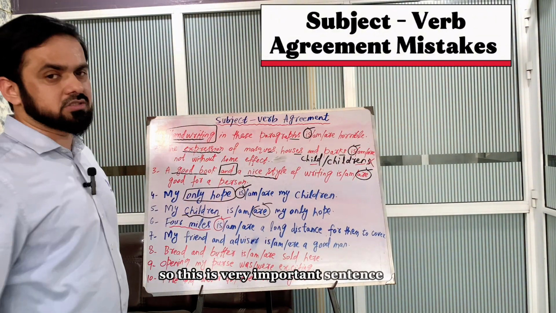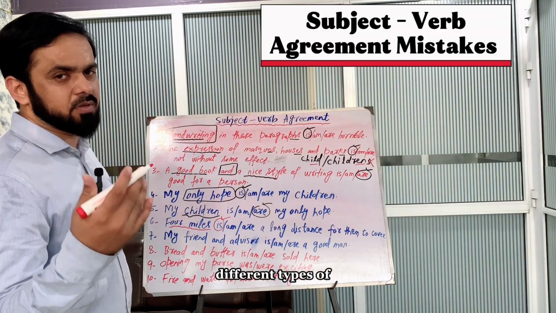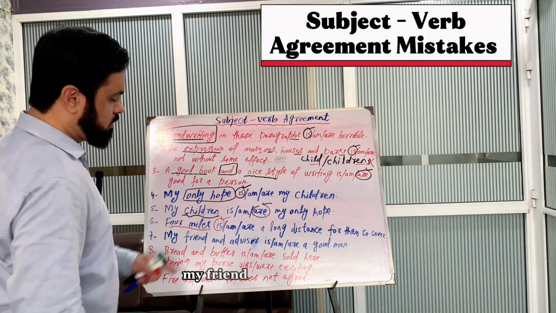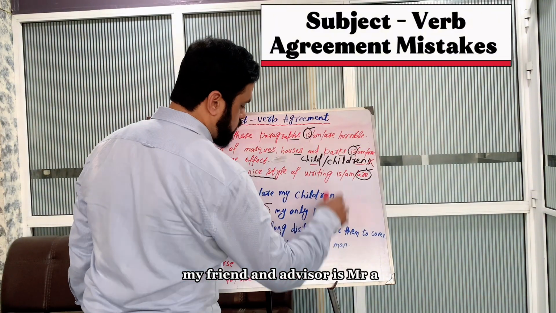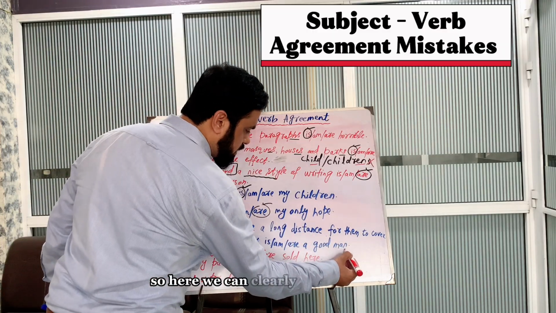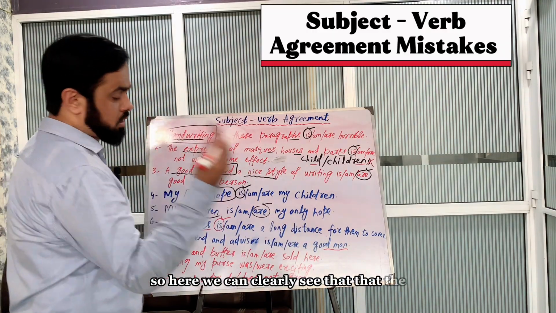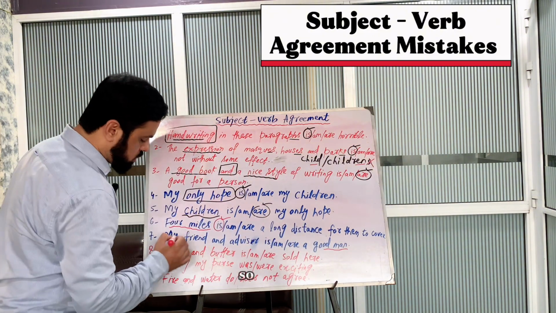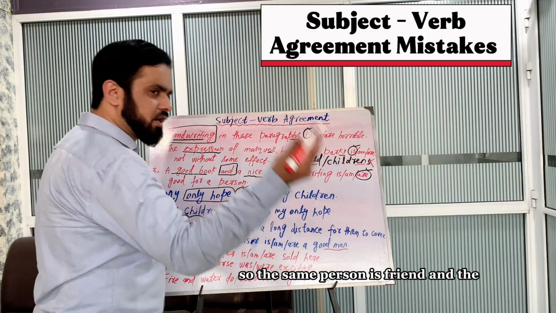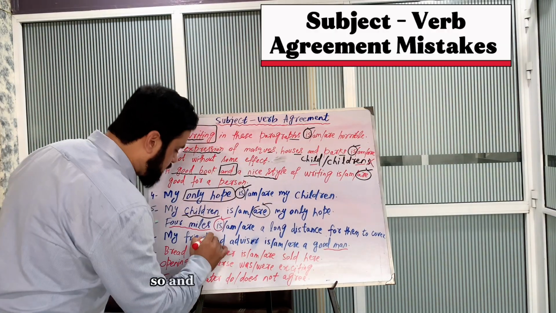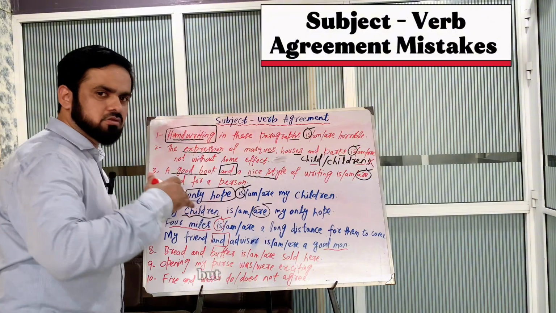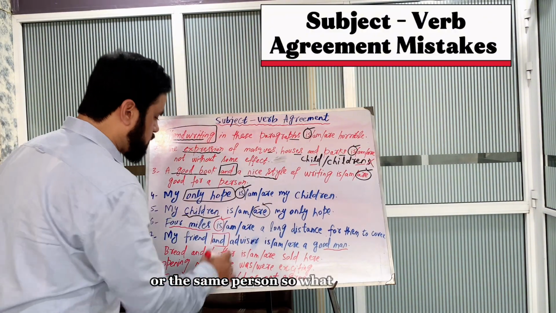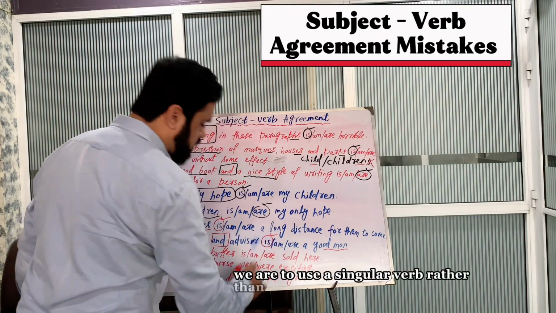So this is a very important sentence for different types of papers or exams, where the examiner asks this kind of question, right? My friend and advisor is Mr. A, a good man. Okay, so here we can clearly see that the subject that you are referring to is a singular subject, my friend and advisor. So the same person is friend and the advisor. So and is connecting two subjects, but these two subjects are representing the same idea or the same person. So what we do, we use the singular verb rather than using the plural one.